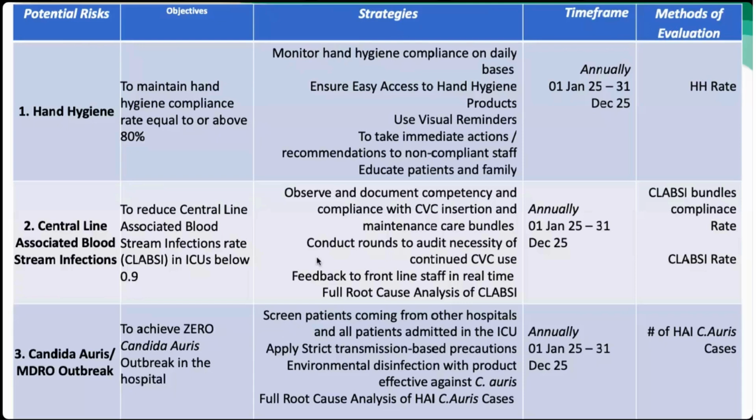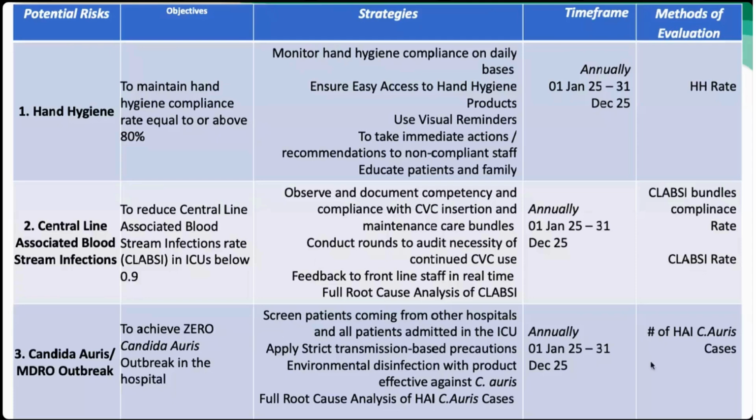It will contain your goal, your objective, your strategies or actions to be done, and your method of evaluation. So when your objective was to maintain hand hygiene compliance rate above 80%, your method of evaluation will be the hand hygiene compliance rate. When our objective is to reduce central line bloodstream infection rate in ICU below 0.9, so it's measurable, our evaluation method will be the CLABSI rate and the CLABSI bundle compliance rate.